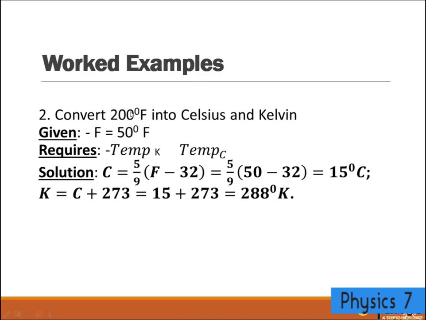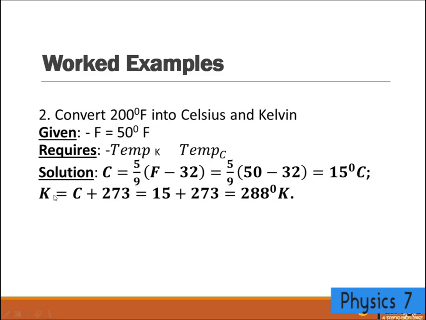So let's consider another worked example. Convert 200 degrees Fahrenheit into Celsius and Kelvin. So we're given that degrees Fahrenheit is equal to 50, and we're required to determine the temperature in Celsius and also in Kelvin. So to determine the temperature in degrees Celsius, we just use the expression that the temperature C in degrees Celsius is equal to 5/9, and then we have bracket the temperature in Fahrenheit minus 32 close bracket. And if we do that, we get that the temperature in degrees Celsius is equal to 5/9 multiplied by, in brackets, 50 minus 32. That will give us a value for the temperature in degrees Celsius as being equal to 15 degrees.